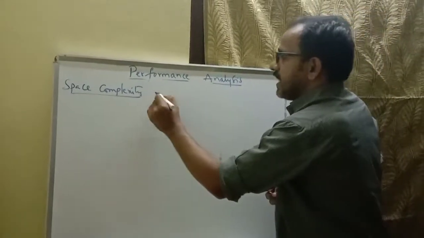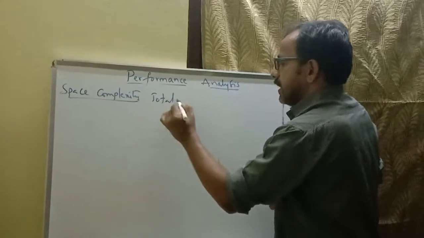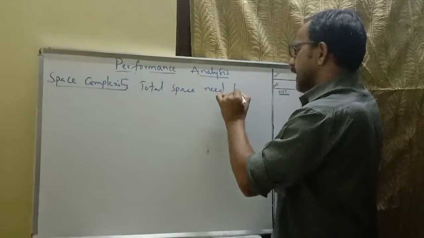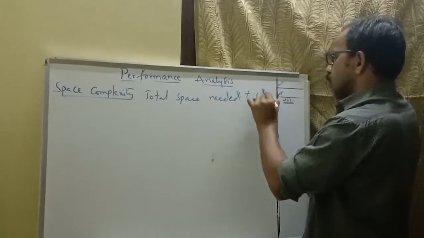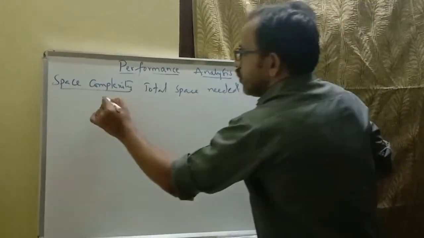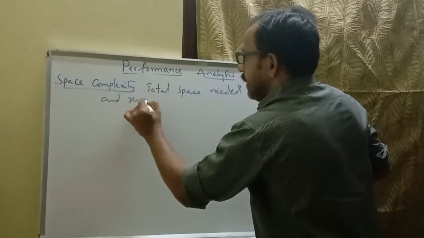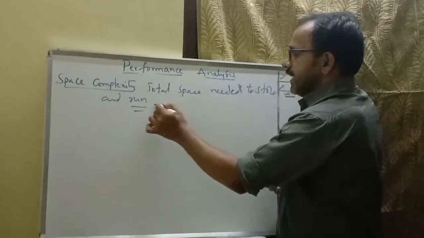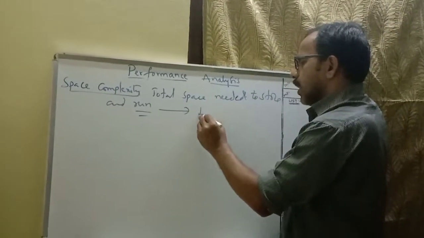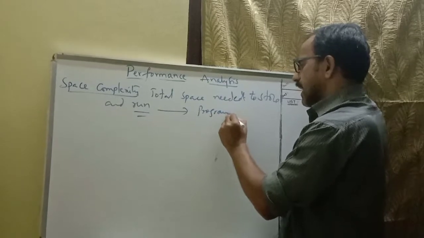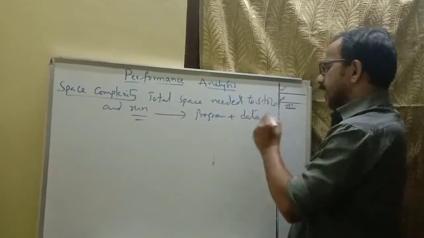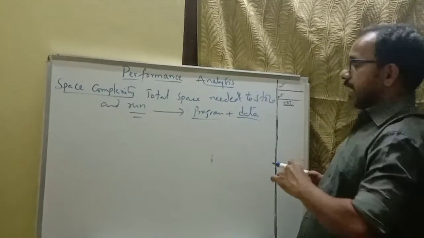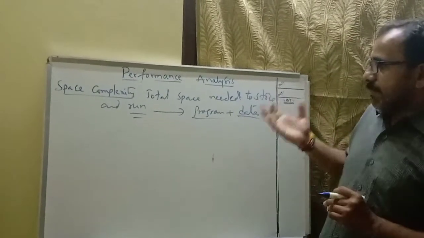Then what do you mean by space complexity? I have already told you the exam definition: total space needed to store and run an algorithm. So the total space needed is the space needed by the program and the space needed by the data. We need to calculate the space needed by the program and the space needed by the data. Once we combine these two, we get the total space complexity.